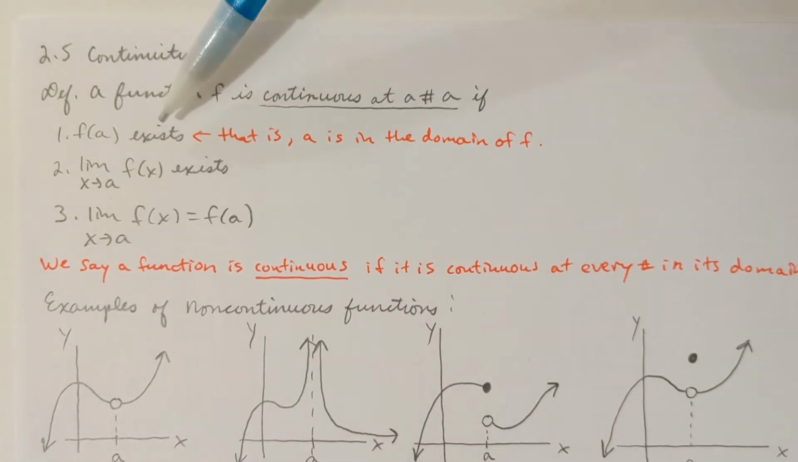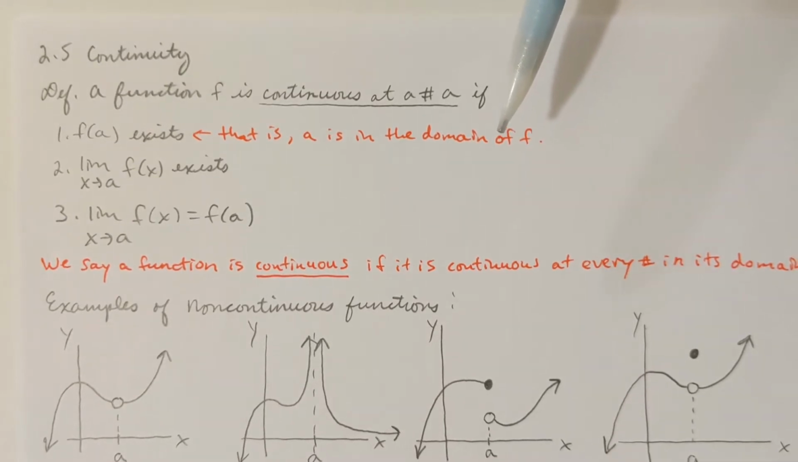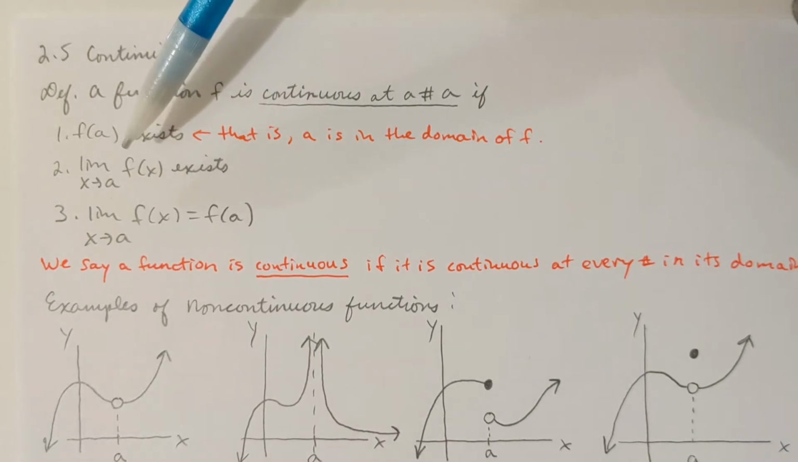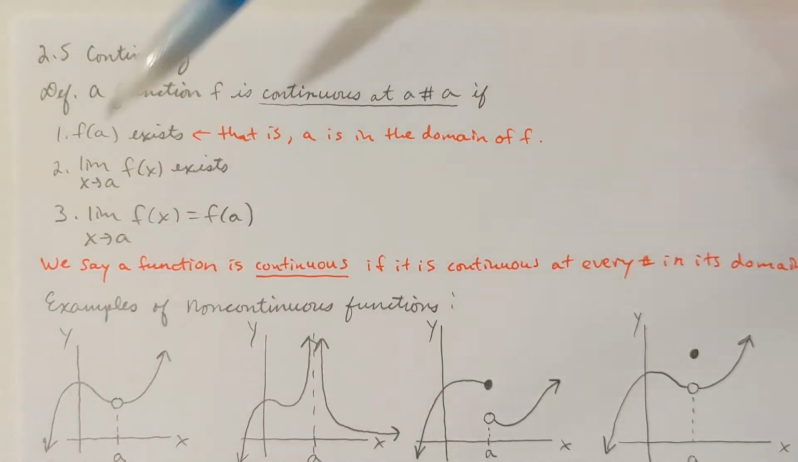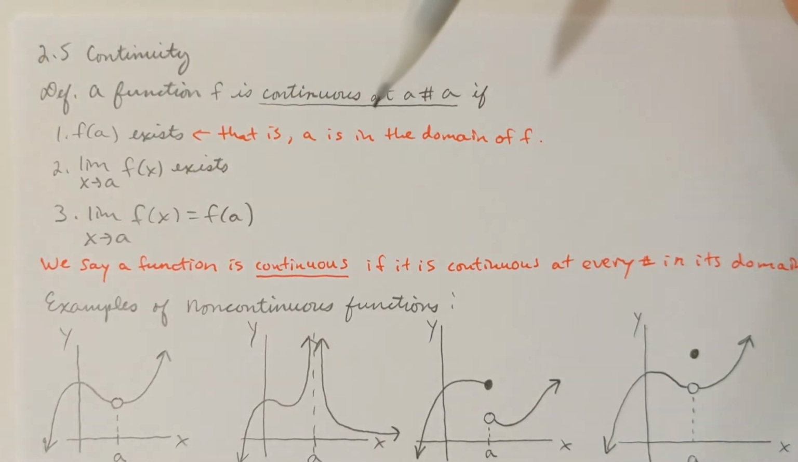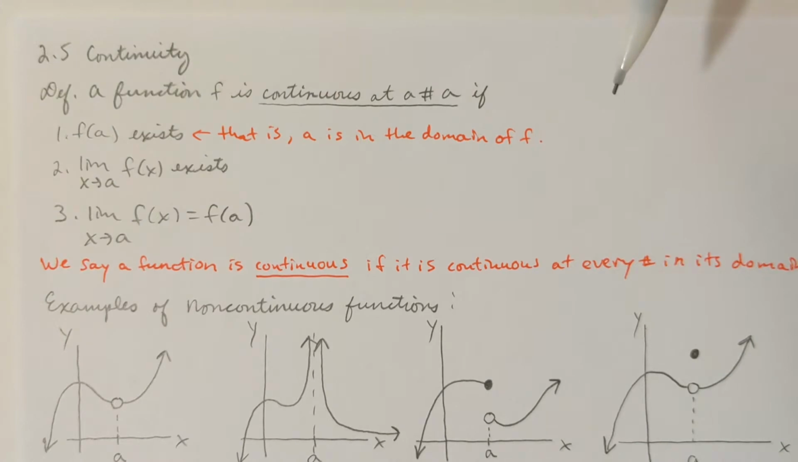f(a) exists, that is, a has to be in the domain of f. You can't have a hole in the graph or a vertical asymptote or something like that. The number has to be in the domain. Item 2, the limit as x approaches a of f(x) exists. We've seen limits that don't exist, so the limit has to exist. And then item 3 says that if these two things exist, they have to be equal to each other. The limit as x approaches a of f(x) is the same as f(a), right?